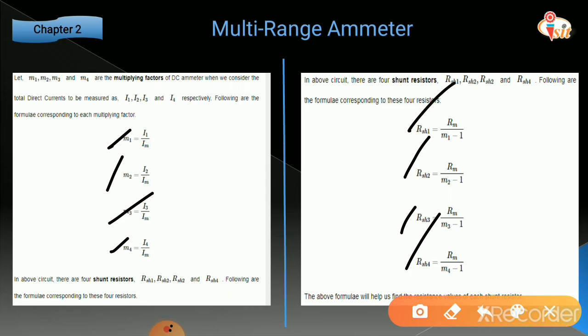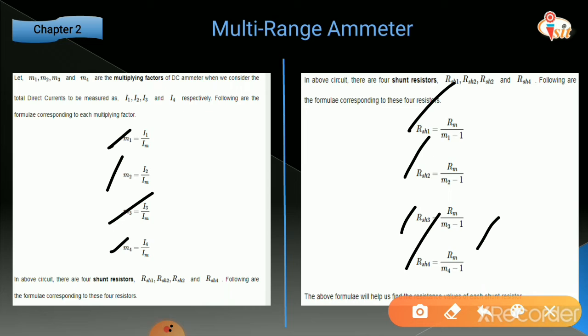What is the formula for RSH1? Simply Rm upon M1 minus 1. What is the formula for RSH2? Rm upon M2 minus 1. What is the formula for RSH3? Rm upon M3 minus 1. And RSH4 is equal to what? Rm upon M4 minus 1.